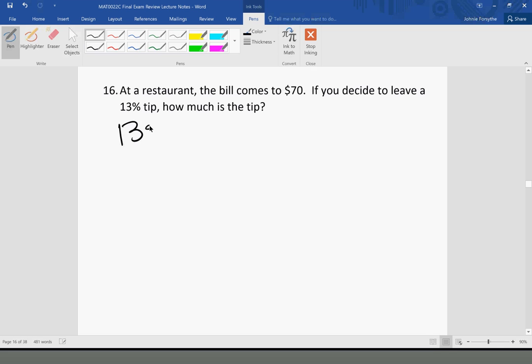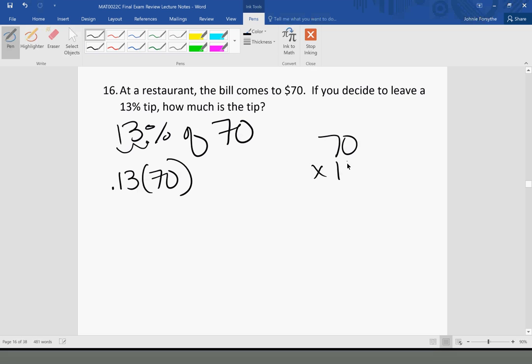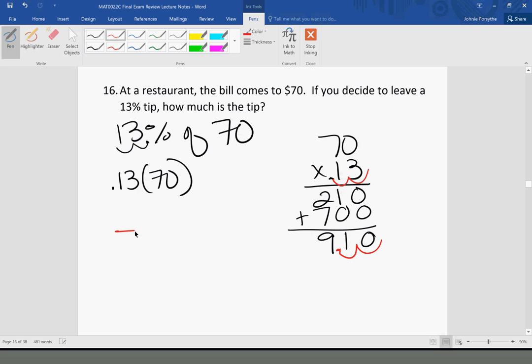Okay, so we want to find 13% of $70. So we're going to change 13% to a decimal. So 0.13 times 70. So we have 70 times 13, 0.13. 3 times 0 is 0. 3 times 7 is 21. 0 placeholder, and 1 times 0 is 0, and 1 times 7 is 7. So we're going to add this up, 0, 1, and 9, and then we need to move it 2 decimal places. So the answer is going to be $9.10.